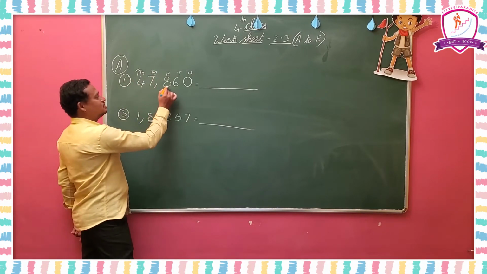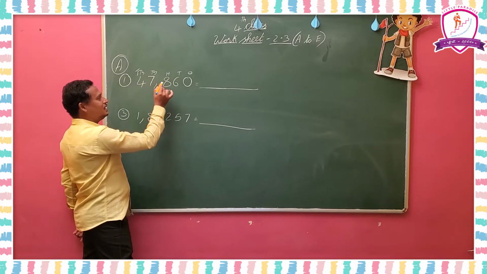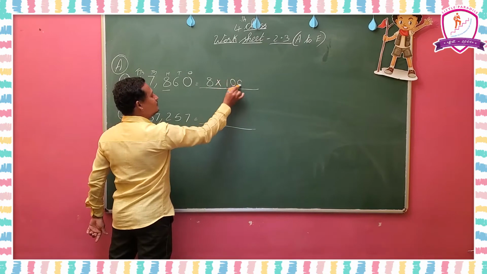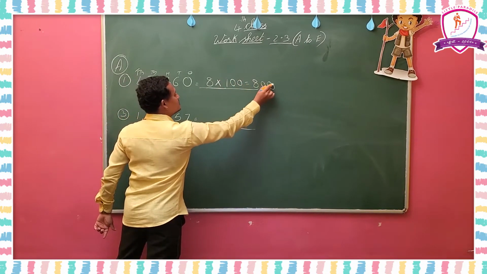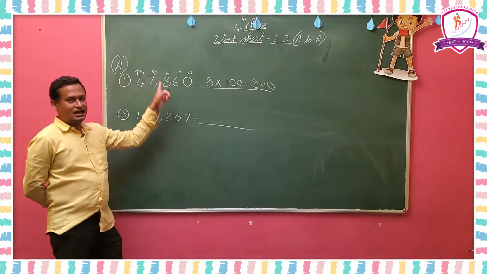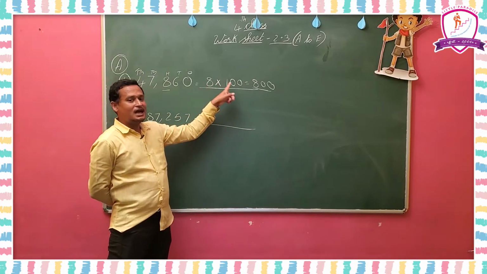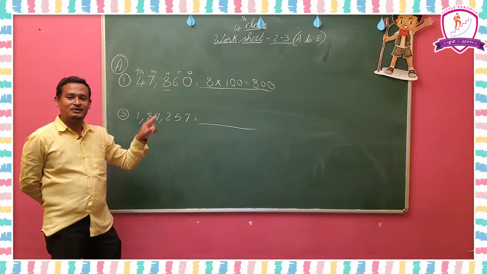What is the place value of 8? What is the place of 8 here? Hundreds place. We have to multiply that digit with that place, then we will get the place value. So 8 is the digit, and it is in hundreds place, so we have to multiply 8 with 100, then we will get 800 as the place value of that 8.